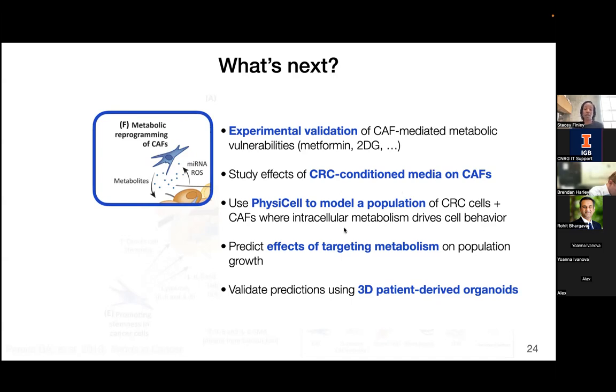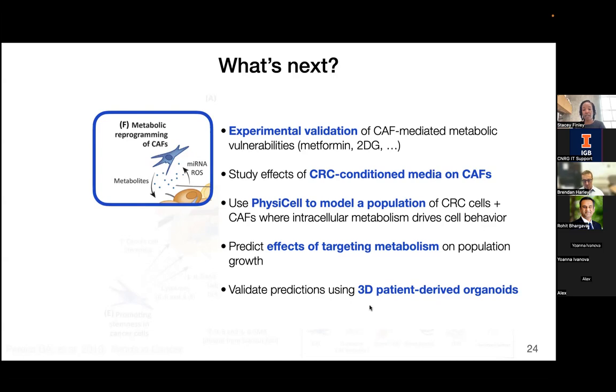So we're looking in the reverse direction as well. And all together, we'll be able to put these constraint-based models into an agent-based model called PhysiCell. And this is with Paul Macklin's lab at Indiana University in order to not only model what's happening for a single cell population, but what's happening for a population of colorectal cancer cells that are grown together with CAFs, where the intracellular metabolic programming is really driving the cell behavior so that we can look at the effects of targeting metabolism on the population level growth.